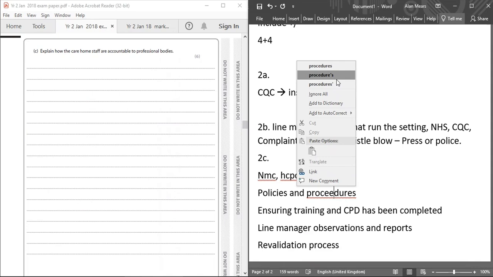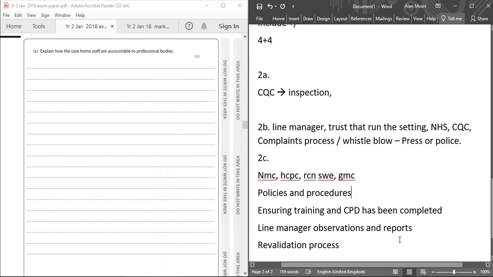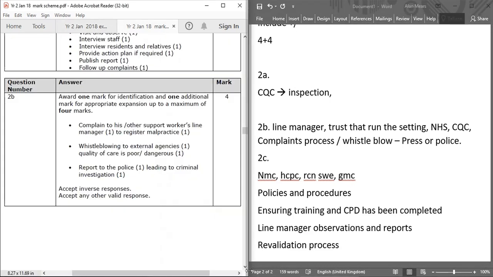Are they following policies, procedures? Have they engaged in training? Have they had observations conducted by their line manager? Have they revalidated? And this would be how we would check the staff are doing their job and how the professional body holds them to account. Essentially, have you done the things we need you to do to make sure you're doing your job safely?